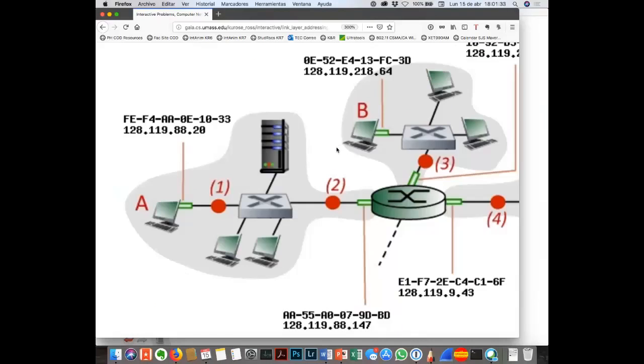Even if it goes through 1,000 routers, if it's not B, how in the world does the router know where you're trying to get to? And if it doesn't know where you're trying to reach, how does it know which way to go?